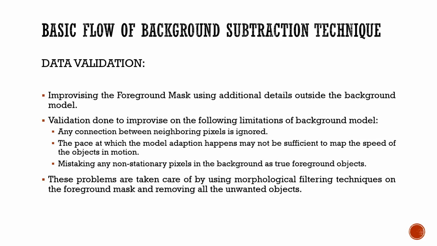A few of these limitations are that any connection between neighboring pixels is ignored in the background model. Another limitation is that the pace at which the model adaptation happens may not be sufficient to match the speed of the objects in motion. And lastly, the noise due to the non-stationary pixels, which may be because of shadows or any moving leaves in the background in general, is mistaken as a true foreground object. All these limitations need to be taken care of in this phase.